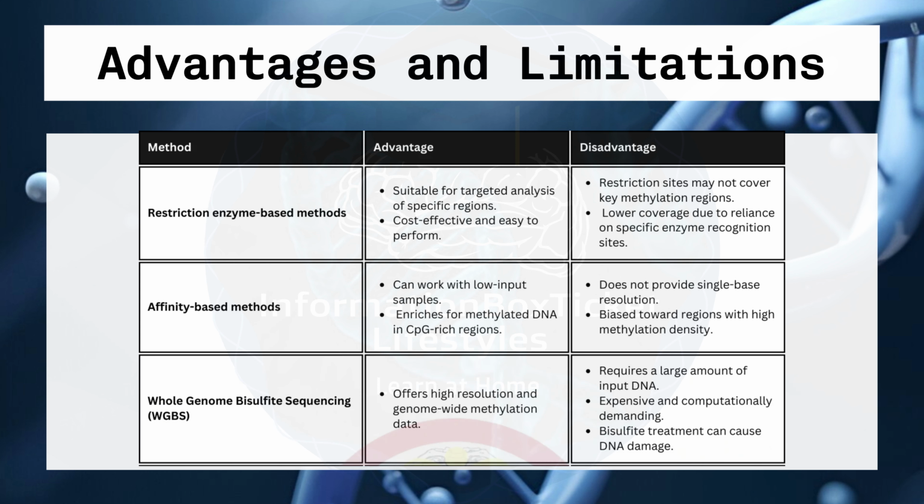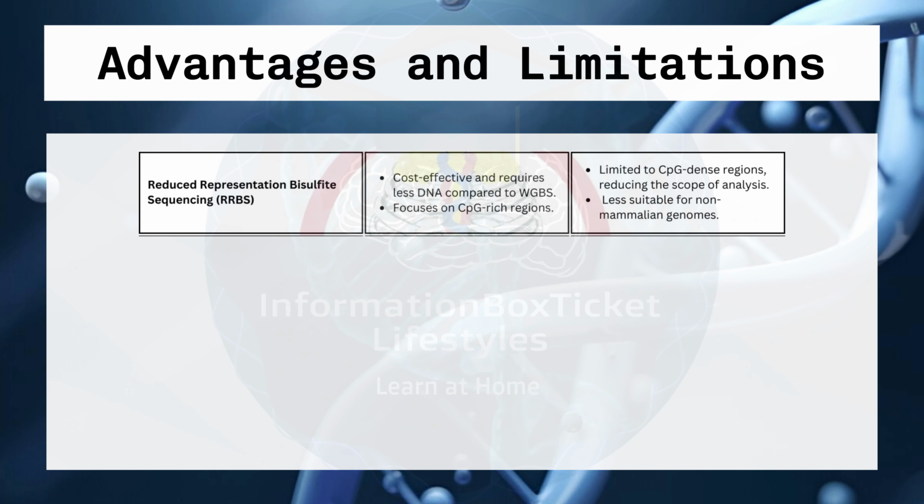Whole genome bisulfite sequencing, WGBS, offers high-resolution, genome-wide methylation data, but requires a large input of DNA, is expensive, computationally intensive, and bisulfite treatment may cause DNA damage. Reduced representation bisulfite sequencing, RRBS, is a more cost-effective alternative that focuses on CpG-rich regions with less DNA, though it has limited scope and is less suitable for non-mammalian genomes.